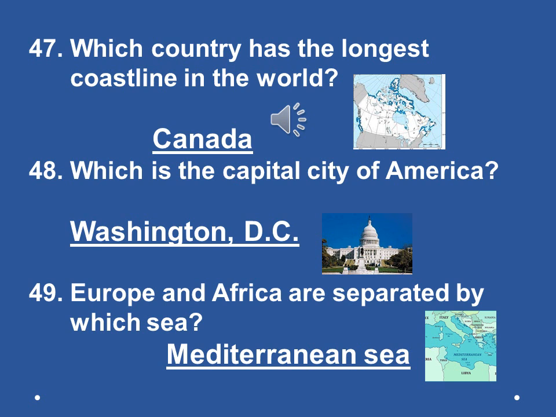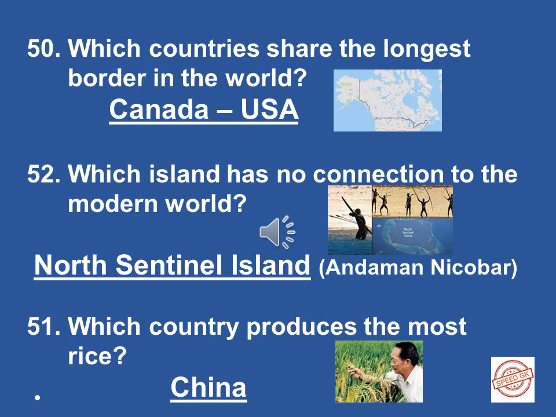Europe and Africa are separated by which sea? Mediterranean Sea. Which countries share the longest border in the world? Canada and USA. Which island has no connection to the modern world? North Sentinel Island, Andaman and Nicobar. Which country produces the most rice?